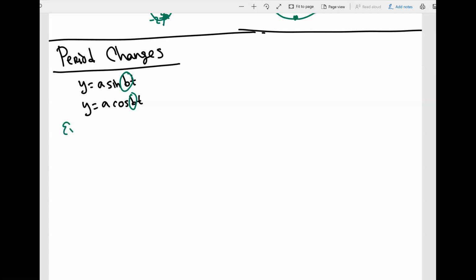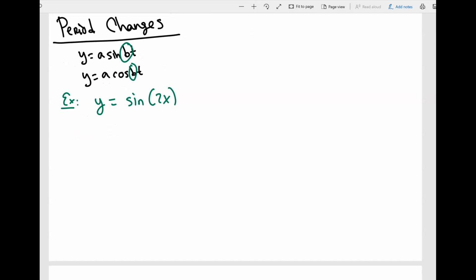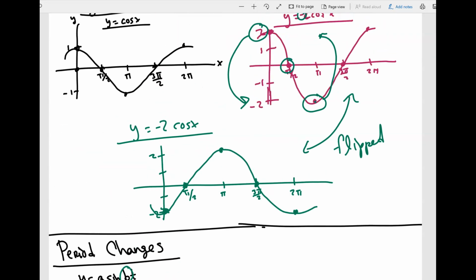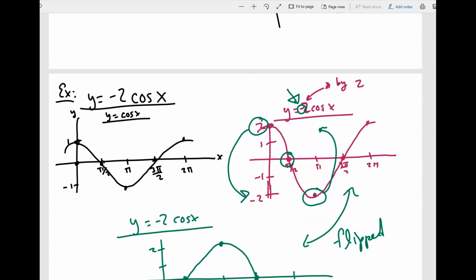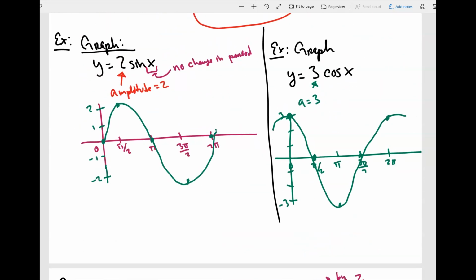So let's start off with an example. Let's say we wanted to graph y equals sine of 2x. Well, the first thing to look at is that the period is not going to be 0 to 2 pi, because usually the sine function completes one full cycle starting at 0 all the way to 2 pi. That's not going to happen now because there's a 2 in front of it. When there's just an x, it's going to be 0 to 2 pi.